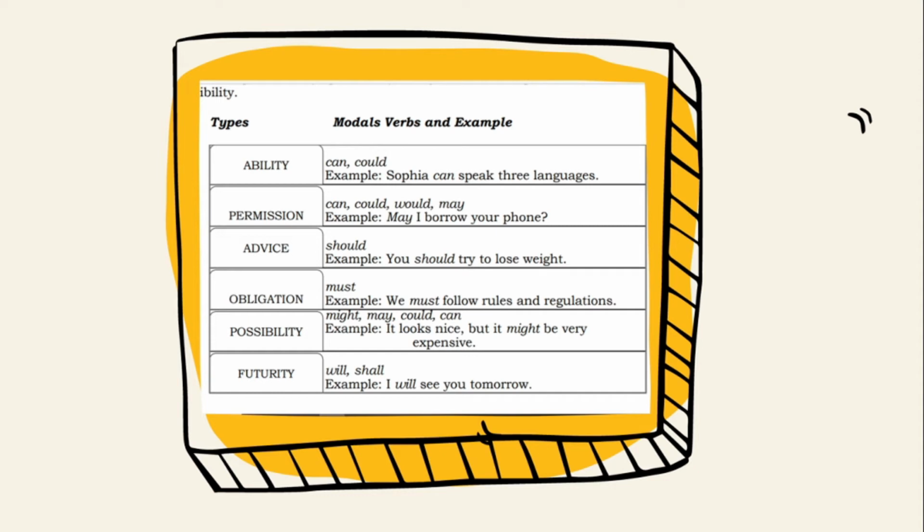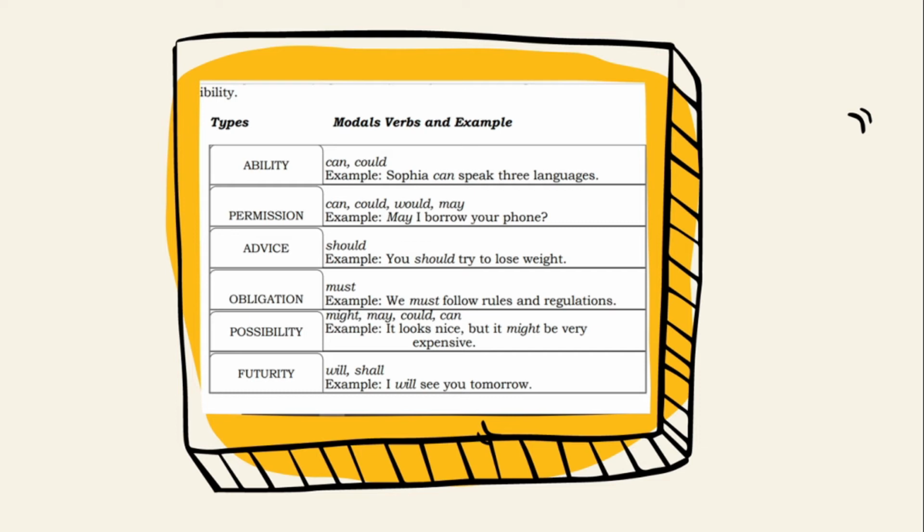Next one, advice. The modal verb to be used is should. Example, you should try to lose weight. Next one, obligation. The modal verb to be used is must. Example, we must follow rules and regulations. Next one, possibility. The modal verbs to be used are might, may, could, and can. Example, it looks nice, but it might be very expensive.